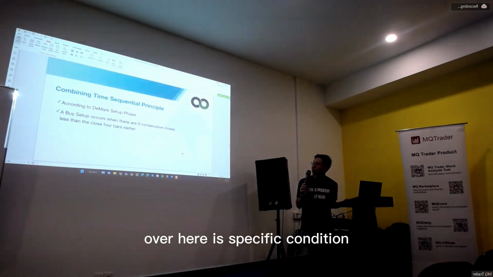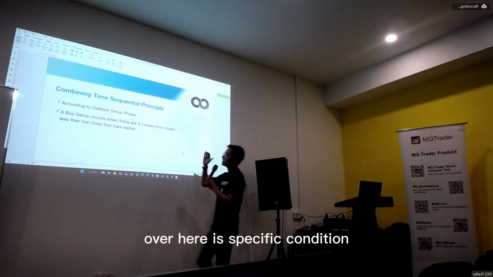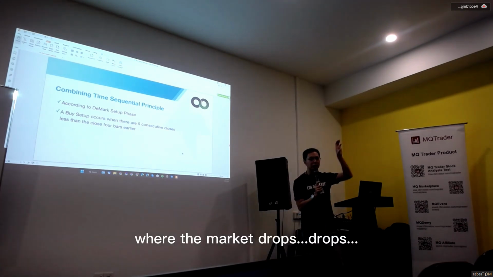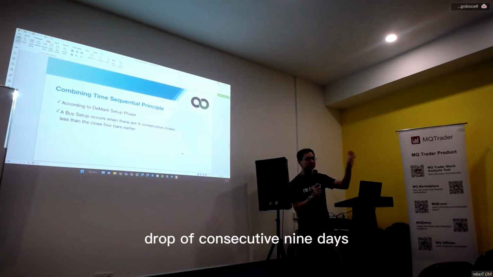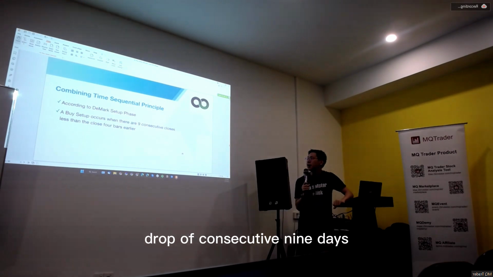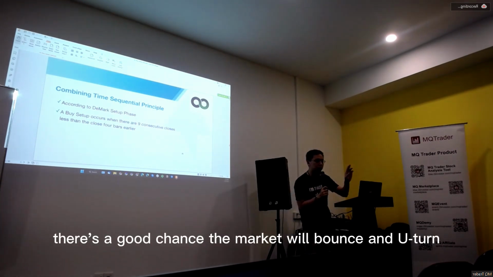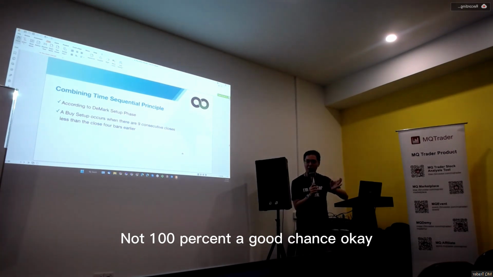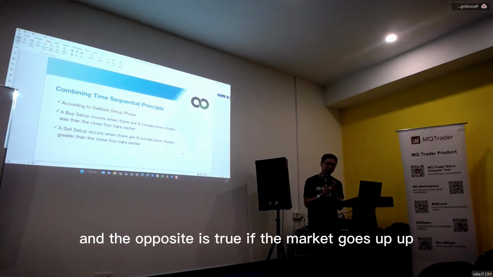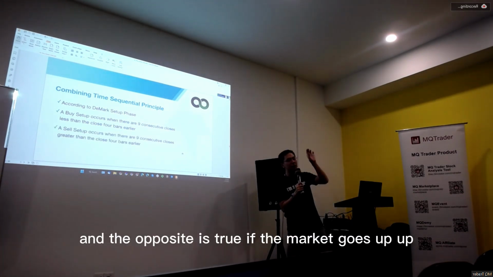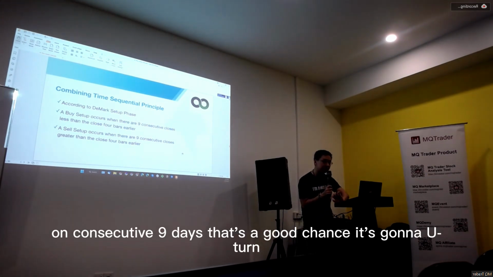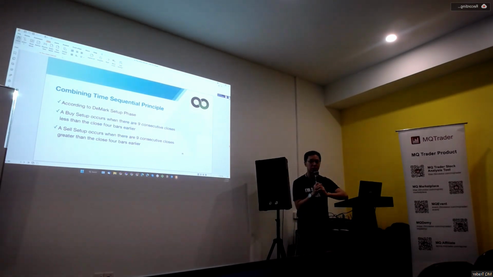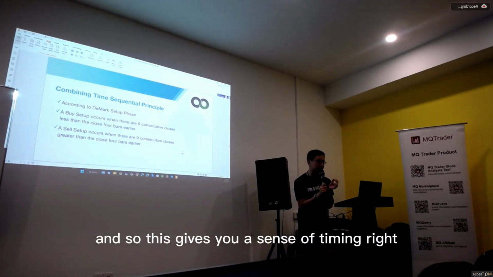If there is a specific condition where the market drops for consecutive 9 days, there's a good chance the market will bounce and U-turn. Not 100%, a good chance. And the opposite is true. If the market goes up for consecutive 9 days, there's a good chance it's going to U-turn. So this gives you a sense of timing, right?